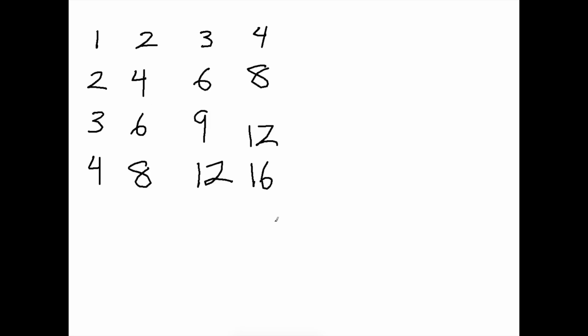I'm going to sketch out part of it here. But basically the diagram is you have 1, 2, 3, 4, right? It's this diagram. Basically, you might know this as a multiplication table, and it just keeps going on and on and on.